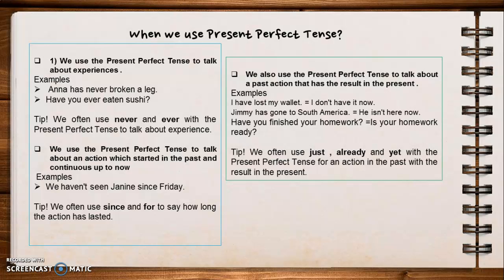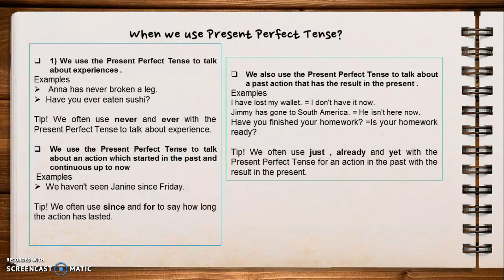Okay, the next, have you ever eaten sushi? Jadi dia akan bertanya, apa kamu pernah makan sushi? Jadi have-nya di depan, kemudian subject dan verb 3, sushi.